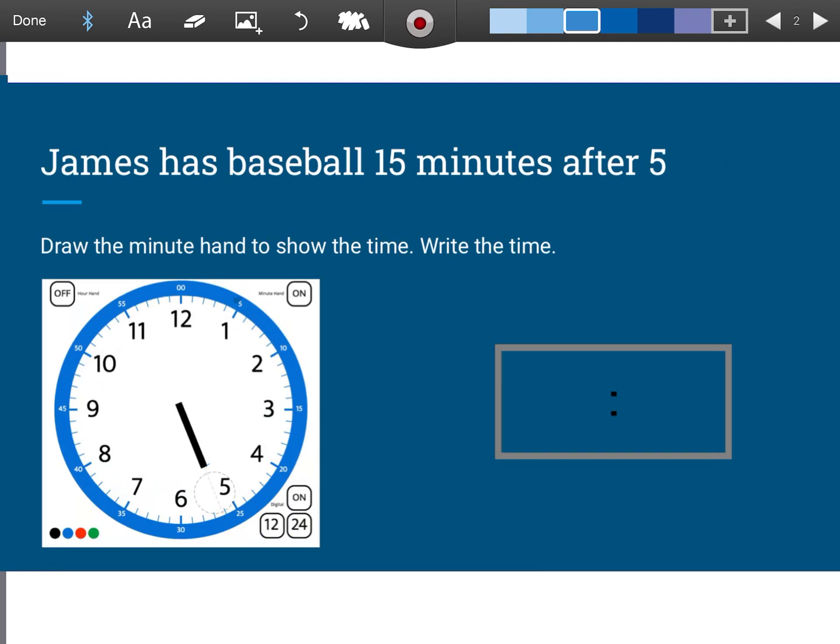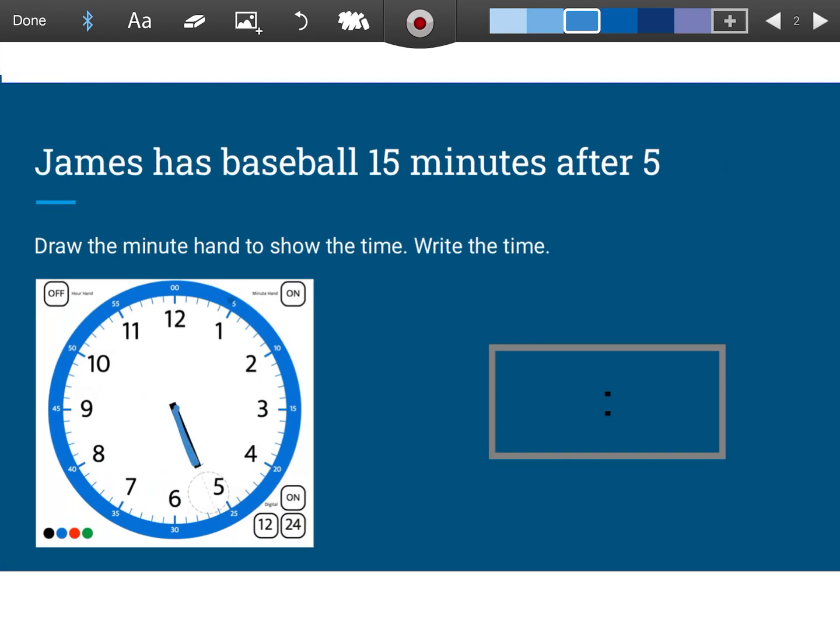It says James has baseball 15 minutes after 5. So what I'm thinking to myself, well, if it was 5 o'clock, right? If we showed 5 o'clock on this clock, we already have the hour hand pointing to 5, and this is how we would show 5 o'clock. But it says 15 minutes after 5, so we have to draw the minute hand to show the time.